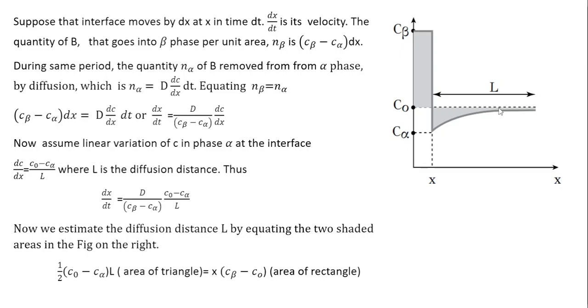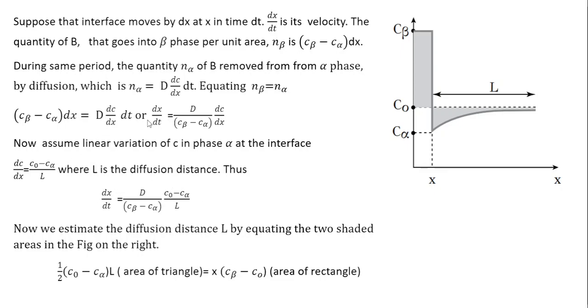Because of the B atoms joining beta, there is a depletion of B atoms adjacent to the interface, and far away from the interface the solute concentration is equal to C0. But this variation we are assuming to be a linear one. So consequently, how C is varying as a function of x is dC/dx equal to (C0 minus C alpha) by L, where L is the diffusion distance.